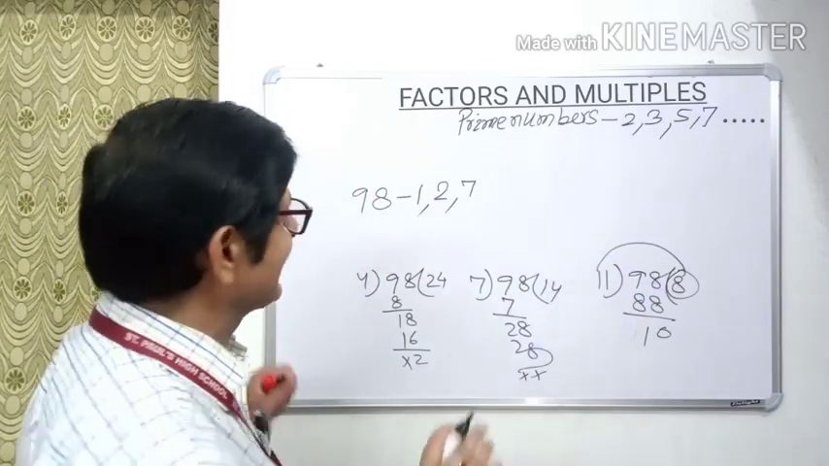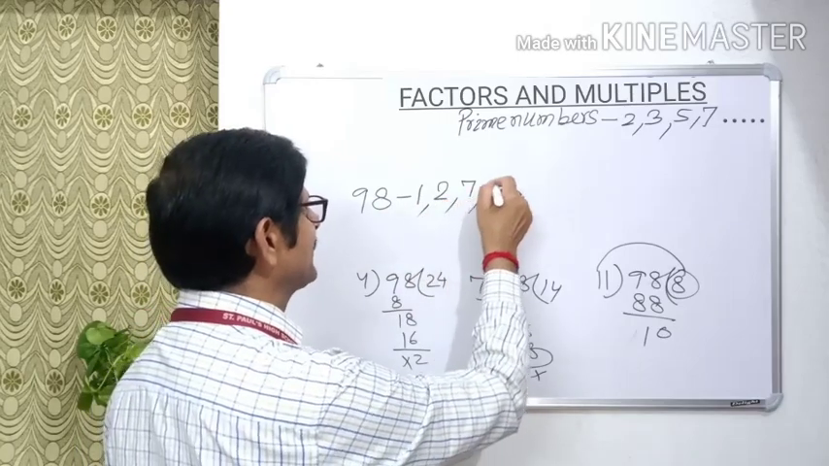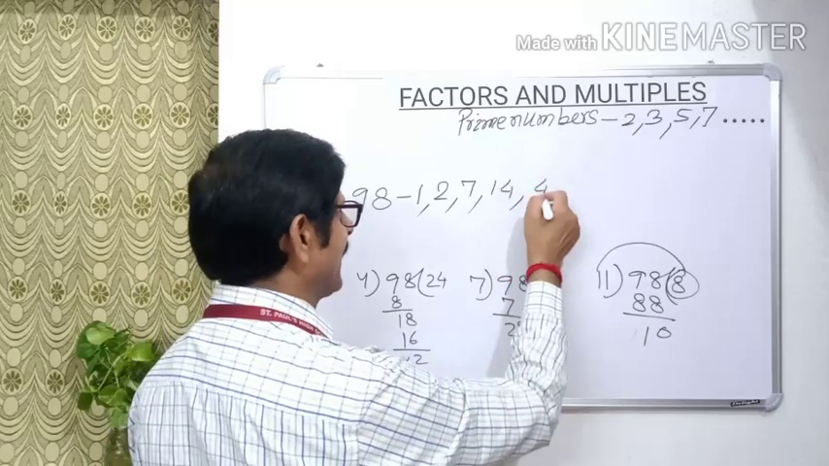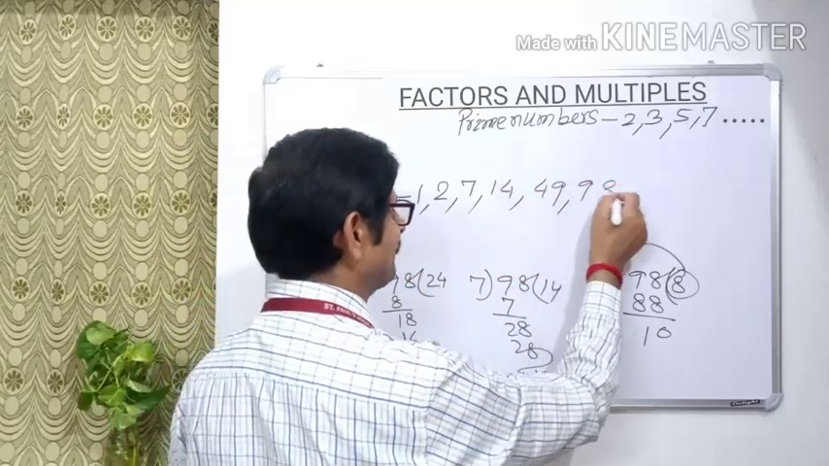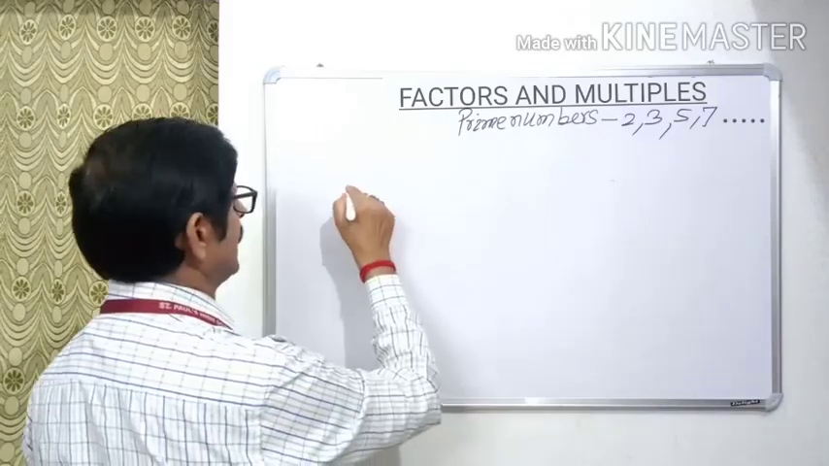So relax. Divide this number 98 by 7 and what you get is 14. Divide it by 2 and get 49. Divide it by 1 and get 98. We will take one more number, 130.